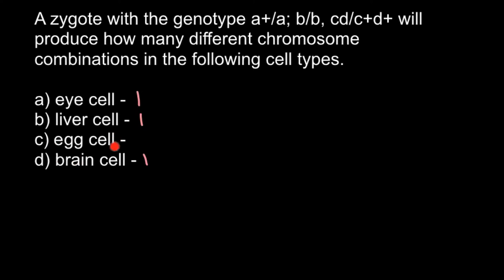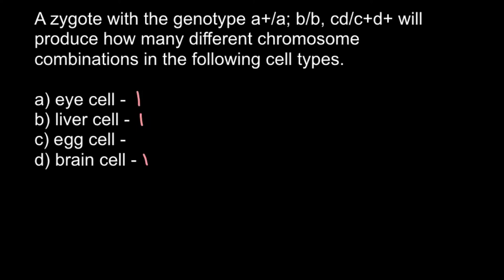But with egg cell, different situation. Egg cell would be created by meiosis, and during meiosis we would see recombination. We would see crossing over between two chromosomes, homologous chromosomes. So let's analyze what we see here.